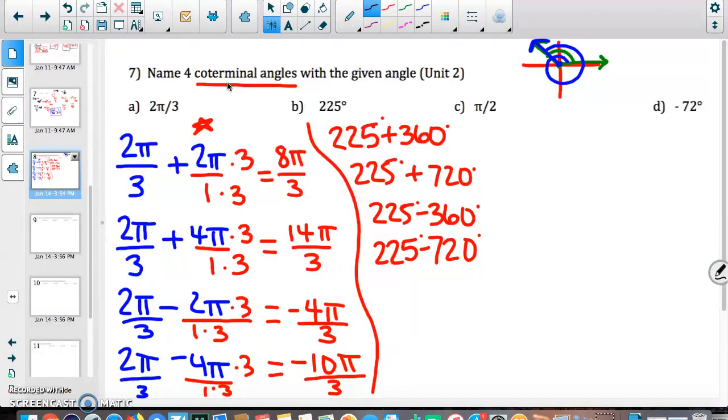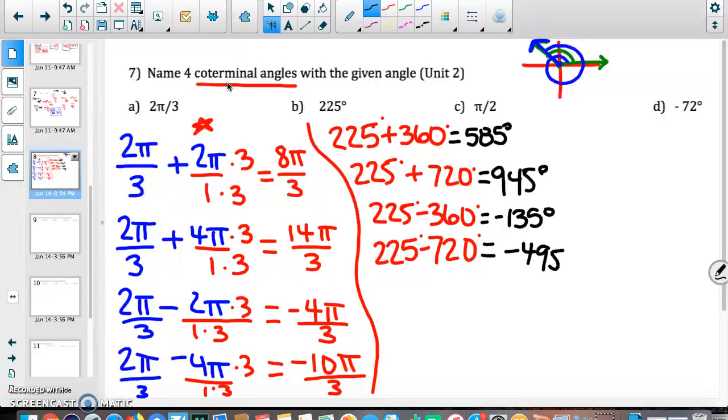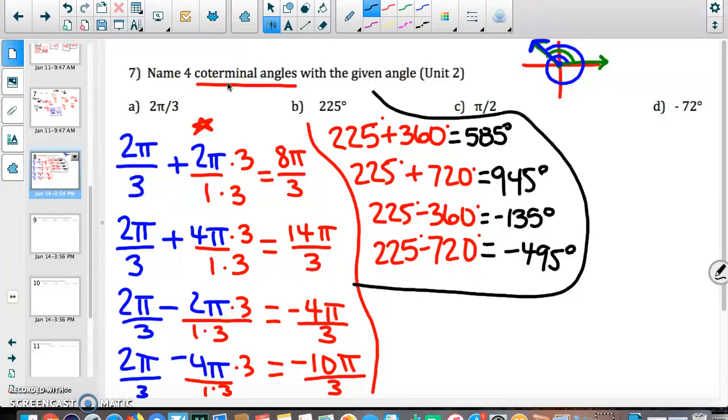Your answers here would be 585, this would be 945, negative 135, and negative 495. Awesome. So that would be for part B. I'm kind of ramming into part C here. Let's move that down here.